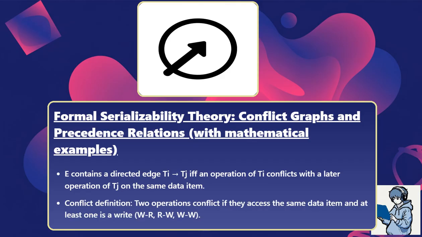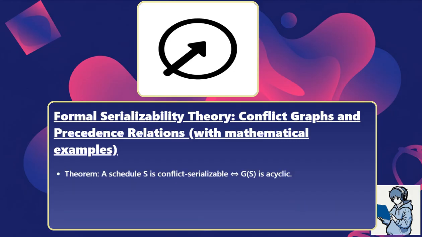Conflict definition: two operations conflict if they access the same data item and at least one is a write. Write-read, read-write, write-write. Theorem: a schedule S is conflict serializable if and only if G(S) is acyclic.